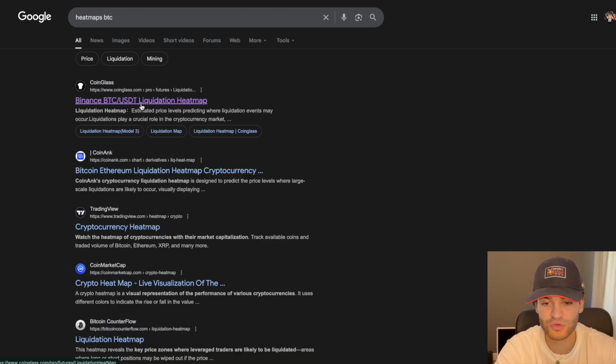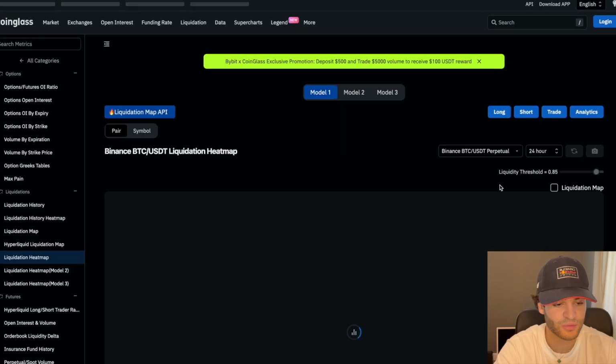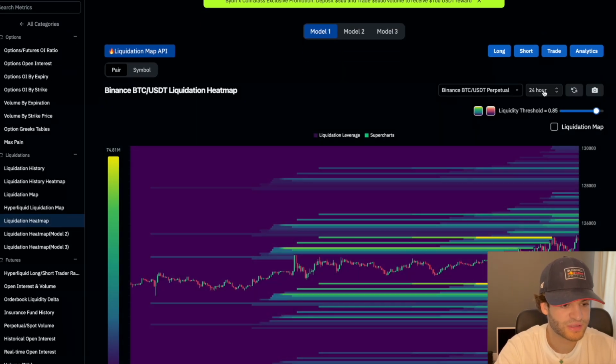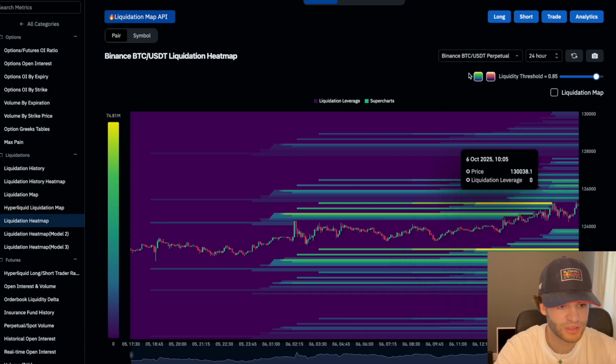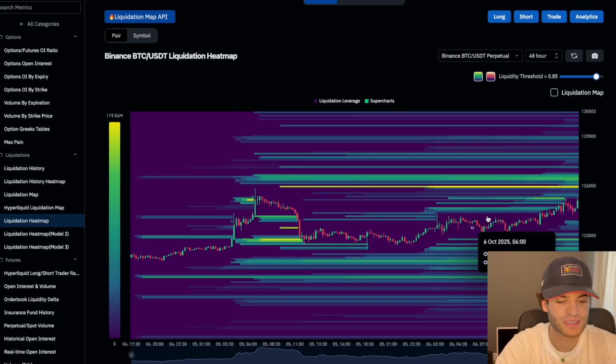Also, another thing that you can do as a beginner, if you don't know how to identify these areas of liquidity, you can hop onto CoinGlass on the Binance BTC USDT liquidation heat maps, and you can use this to see where most of the liquidity is laying around. So this is a little trick.